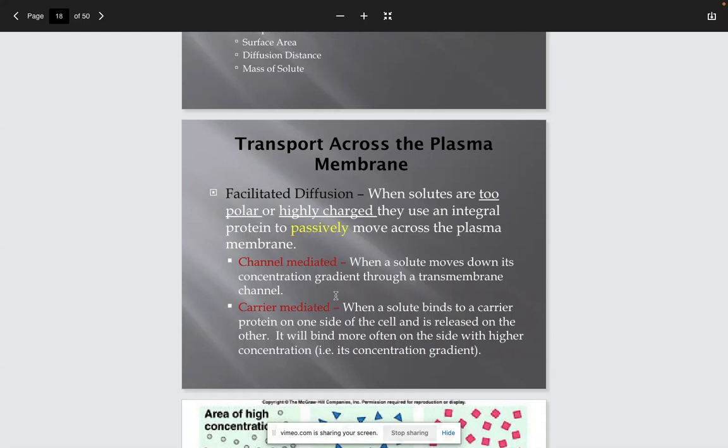When a solute moves down its concentration gradient through a transmembrane channel, that's channel mediated. Carrier mediated is when a solute binds to a carrier protein on one side of the cell and it's released on the other. It will bind more often on the side with a higher concentration.